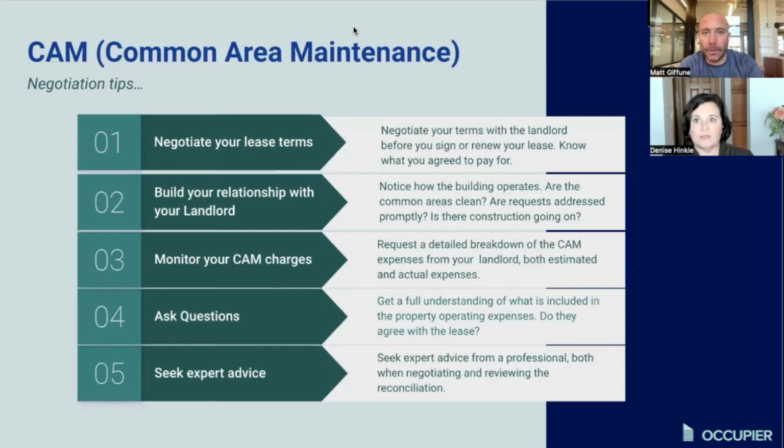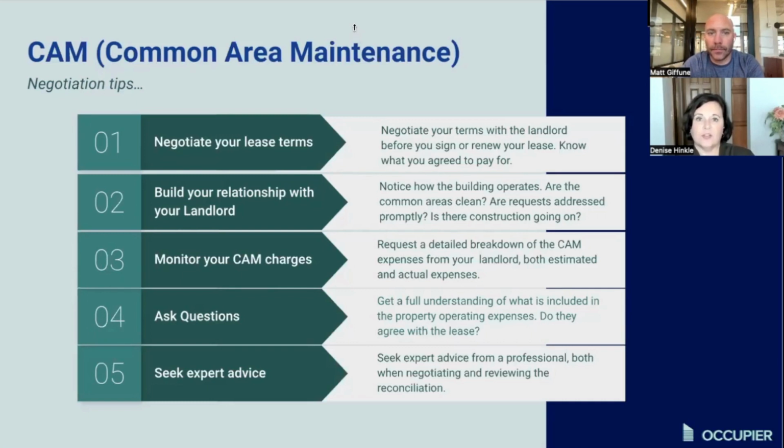So, if you're a small, I don't know, retail tenant that's going into a 3,000 square foot space in a big center, you might not have that leverage. That doesn't mean you can't be savvy with the language that's in each clause.